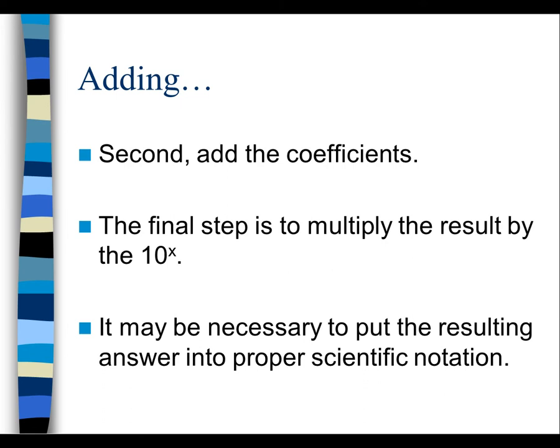So the final step is to multiply the result by 10 to the x. Yes? What if the exponents are not the same? That's why you have to change them, and that's what we're going to get to. You move the decimal point in one of them, one way or another. That's what we're trying to do. This is just showing you what to do. It'll be clear when we actually do it. I promise.